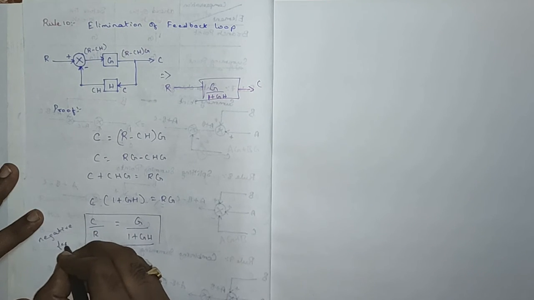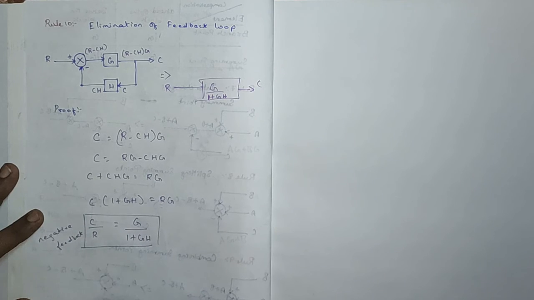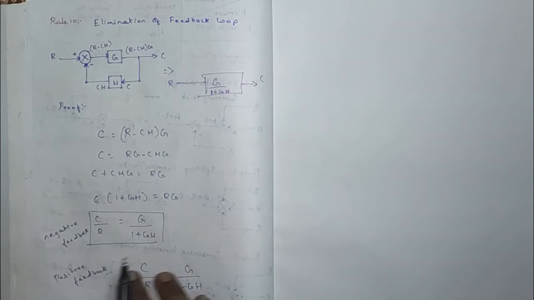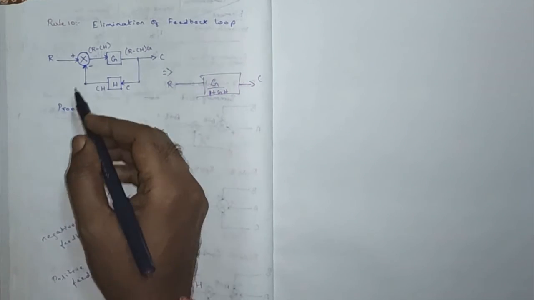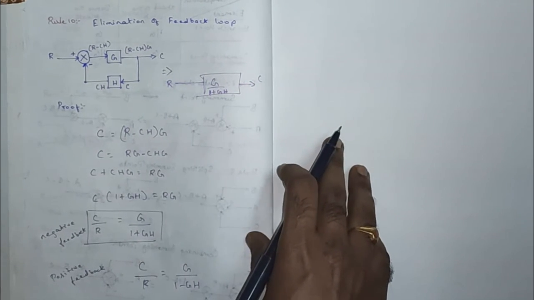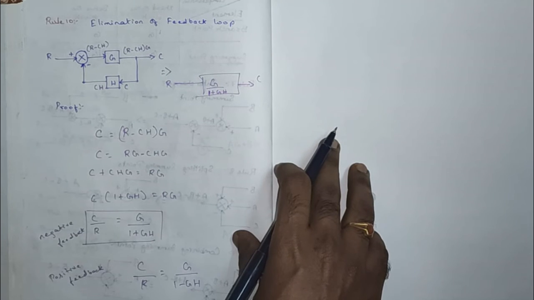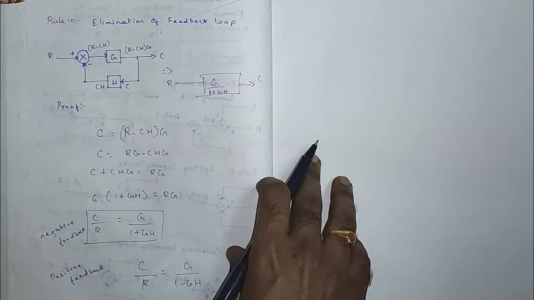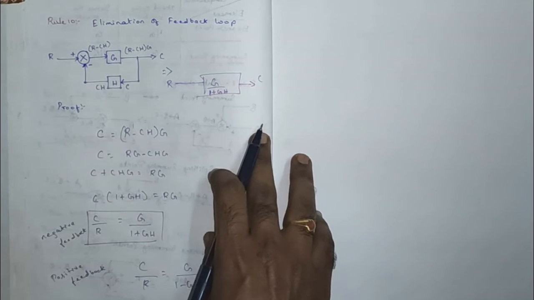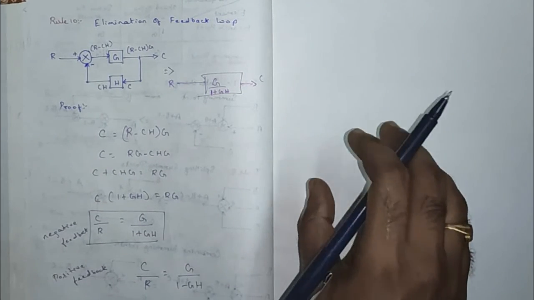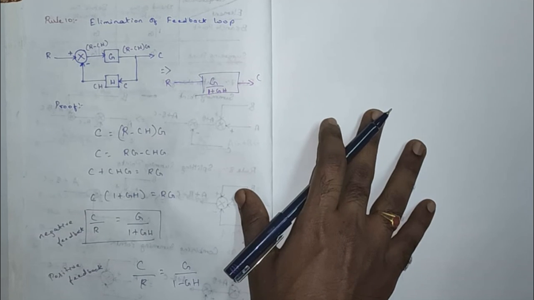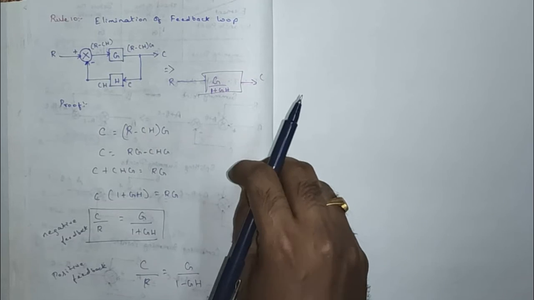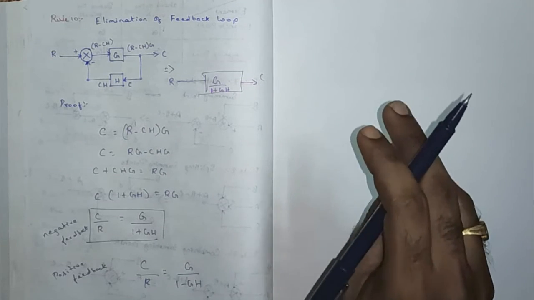So what happens when the feedback is going to be positive? So here it is positive feedback, the summation is going to be positive here. The same calculation will be done and the answer will be C by R equal to G by 1 minus GH. So with this, the reduction of block diagram has been completed. The rules of block diagram have been completed. In the next videos you will see a series of block diagram problems, and we will try to use these rules and find simplified terms.